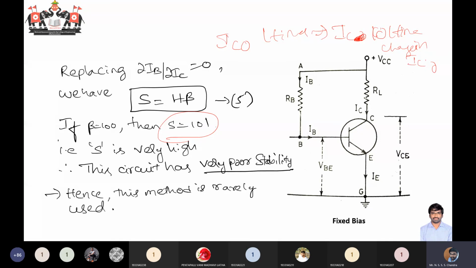So I can say that this circuit has a very poor stability, because the S value is a very large quantity. You are getting 1 plus beta, it's the largest value possible. Hence, this kind of circuit is rarely used. For all practical circuits, we will avoid this kind of biasing. This biasing circuit is known as fixed bias, or base resistor method. This method is rarely used because the circuit has very poor stability.